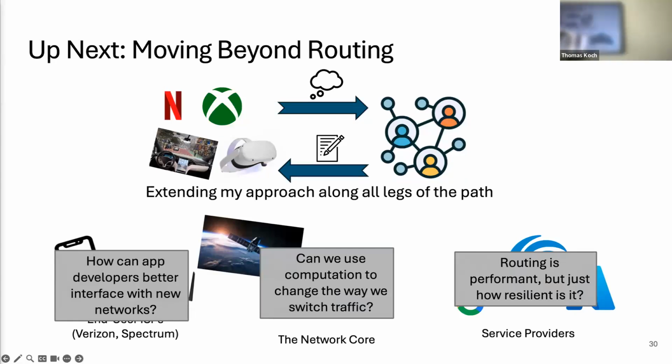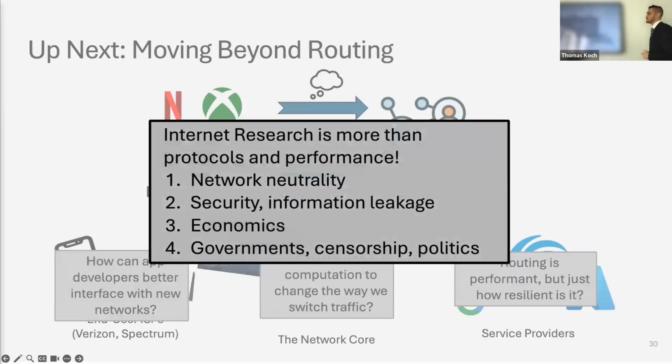But I'm also interested in other questions and the interplay of routing with other areas of internet research. So internet routing, having multiple routes and putting traffic on each of them and choosing that, has implications in economics and governments because it gives you more control over where your traffic's going. So there's interesting interplays to think about there.